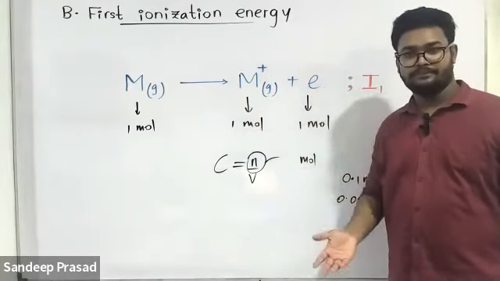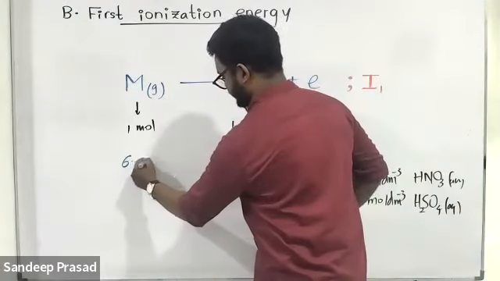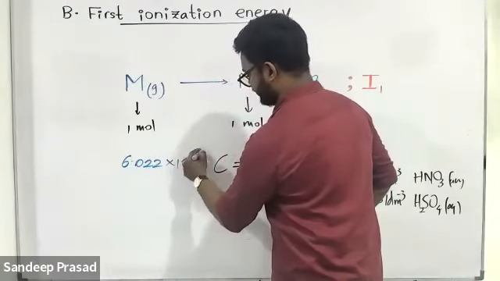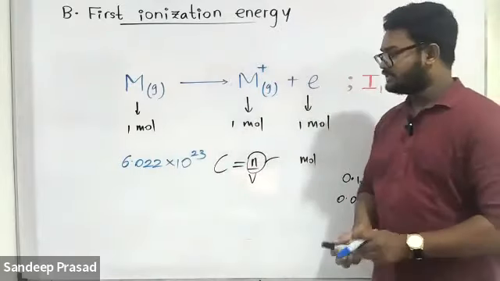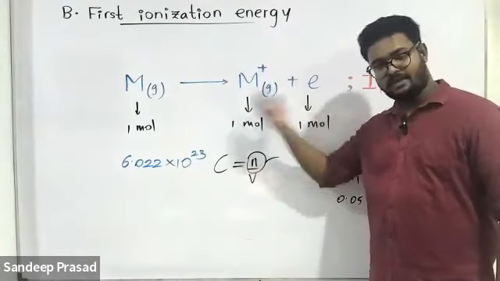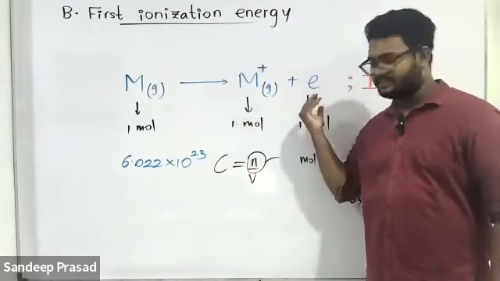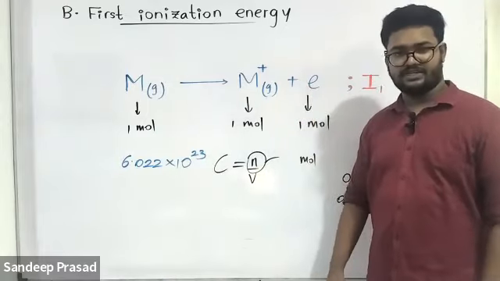Right? You know what 1 mole means? 1 mole means the Avogadro number. Avogadro number of particles are there, that means 6.022 × 10^23. Among these many atoms, we are taking the same number of electrons from those atoms, right? So that is the way they have defined the ionization.